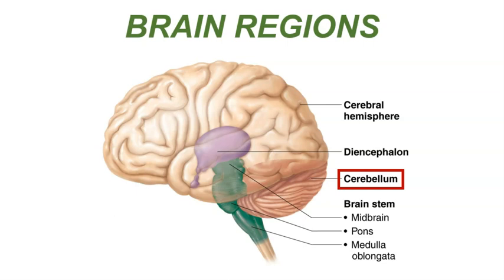So functionally, the cerebellum receives input from the parts of the cerebrum that control skeletal muscle movement, so that is from the frontal lobe. And it also receives input from the sensory receptors in the joints, the tendons, the ligaments, and the skeletal muscles. So using all of this information, the cerebellum helps to coordinate skeletal muscle movement so that movements are smooth and controlled.